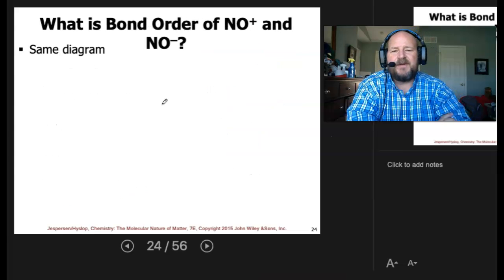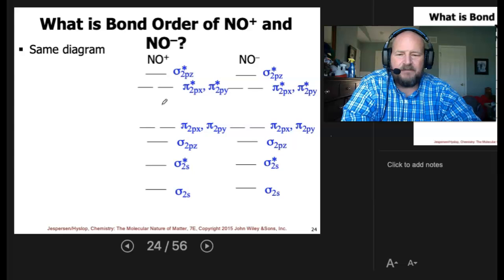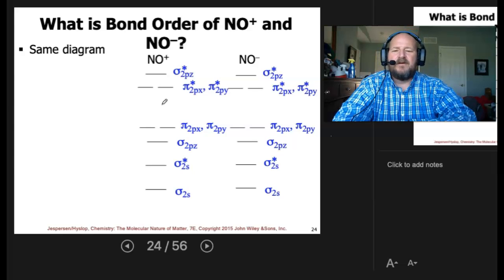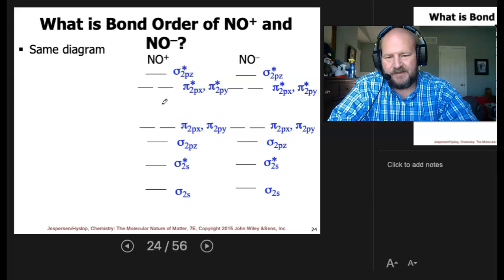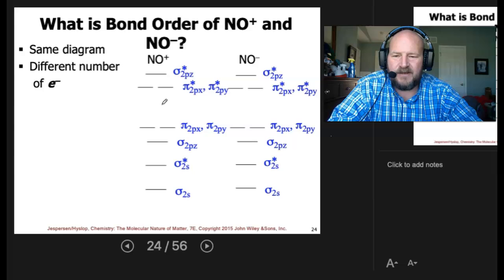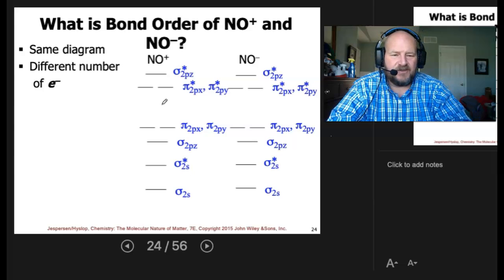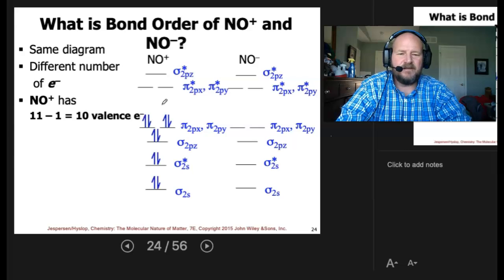All right, so what is the bond order then of NO plus and NO minus? We can do the same diagram, right? We already know from experiments that we expect the sigma 2pz to be lower in energy than the pi. So we can write it that way. We do have a different number of electrons though, right? For the NO plus we have 10 valence electrons.